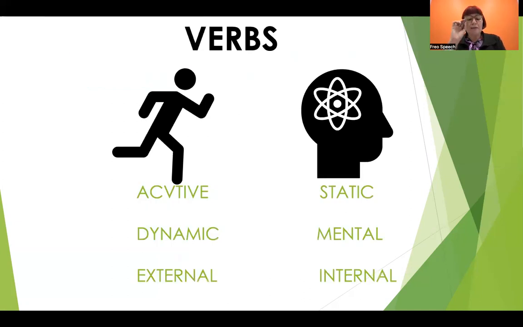So there's two types of verbs. There's the active verbs, and then there's a sort of static verbs. So again, active verbs, you can see they're dynamic, they're external, and that's another word that we've used for them, particularly in the younger grades, external verbs. So, waving, jumping, anything that you can see is an external or active or dynamic verb.